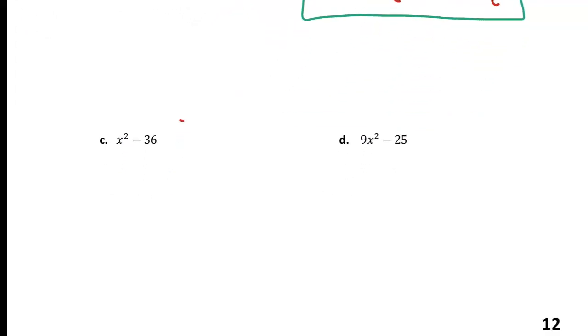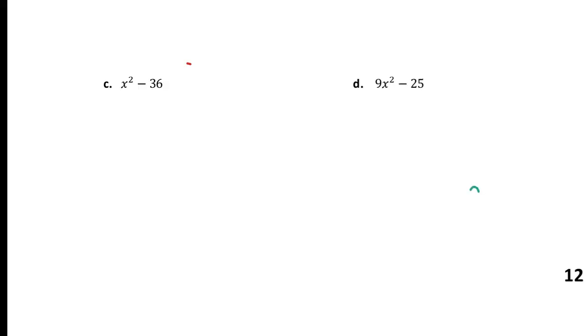So x squared minus 36. You should check for a greatest common factor first. You have an x here, but no x over here. And you have a 1. 1 can go into anything, so that's not helpful. No greatest common factor. You see a difference of what looks like two perfect squares.